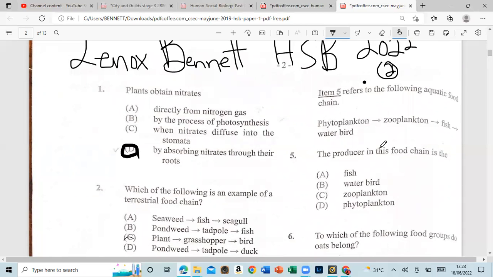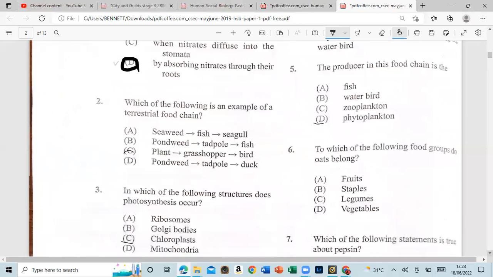Item 5, refer to the following aquatic food chain. The producer of this is E, phytoplankton. Number 6, which of the following food groups do oats belong to? Is it fruits, staples, legumes, or vegetables? And that is staples. Like the Staples Center, Los Angeles.